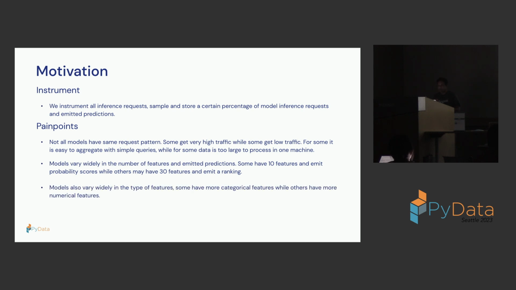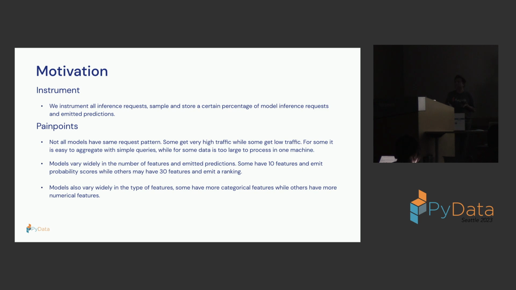So what can we do about that? Since all the inference requests are so wide and so varied, we do not have a uniform way of processing them. How can we glean out metrics or statistics out of them in a more uniform manner?